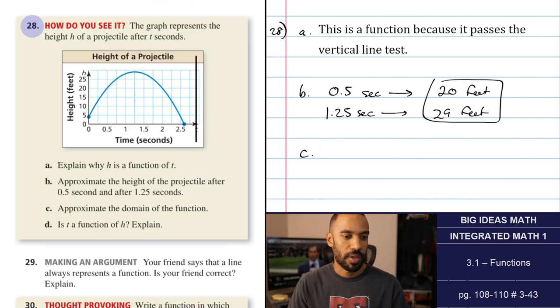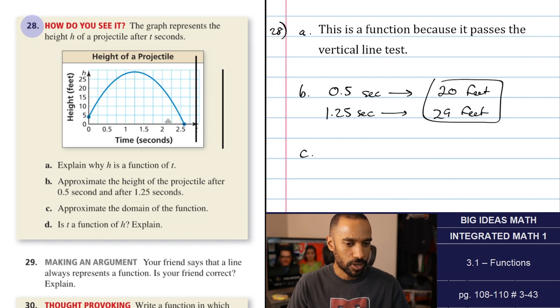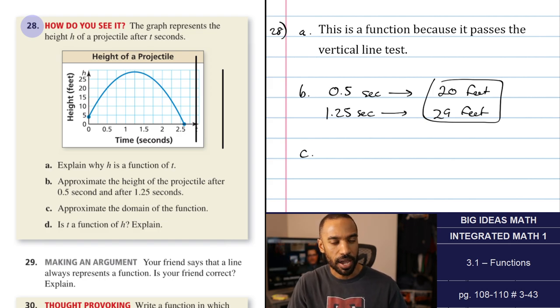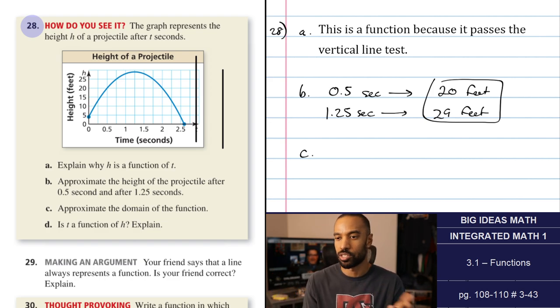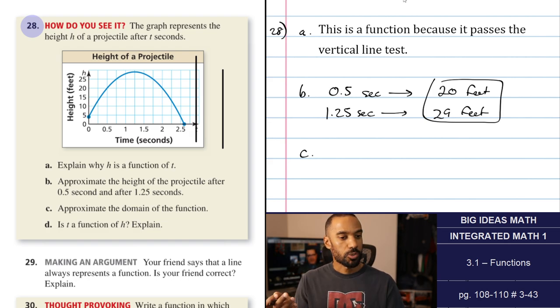The domain is approximating time t, what t values exist in this thing. Remember, it starts as far left as zero, and as far right as wherever it hits the ground. Maybe that's around 2.5. Oh, I have to be very particular here. If this would be 2.75, maybe that's around 2.6. I'll say 2.6 for that one. But keep the following in mind. This is a continuous interval. So all the way from here to here, time is always tracked. It's not just at second one and second two.